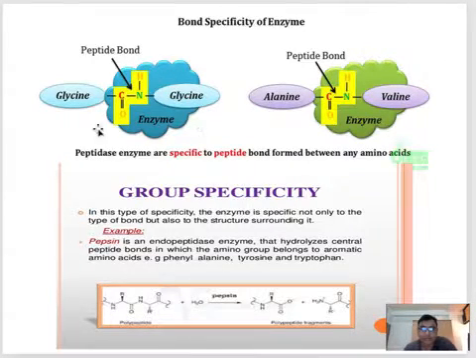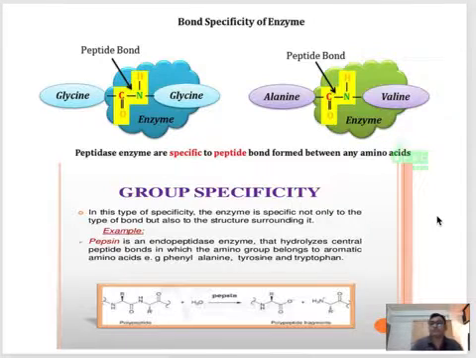Such as, for example, this peptide bond formed between glycine and glycine, and this peptide bond formed between valine and alanine. The peptidase enzyme will break these peptide bonds at a similar speed.